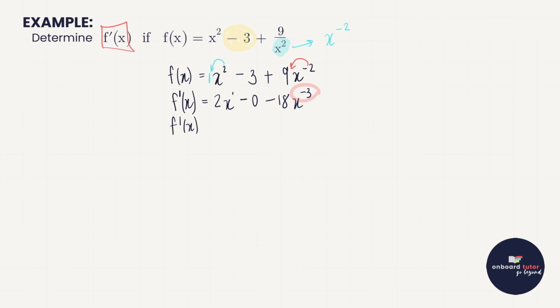f prime x is equal to 2x, that's good, minus 0, there's no point in writing that, minus 18 is fine, that's got a positive exponent, positive 1, but x to the 3 is going to have to move under the line so that it becomes a positive exponent. So there we have the derivative of f of x.